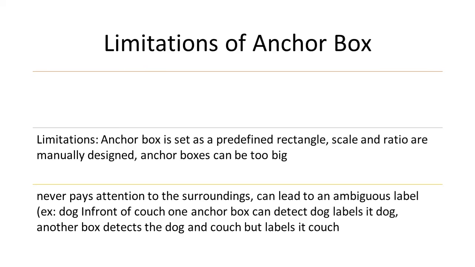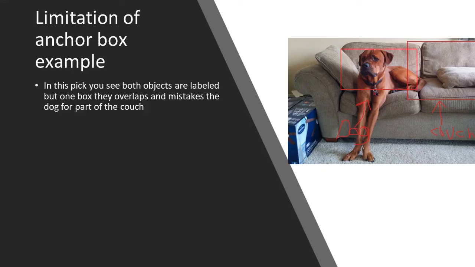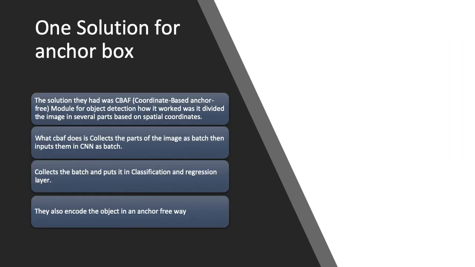So here's an example of what I just explained earlier. As you see in the picture, the two anchor boxes are overlapping, and even the one that detects the dog still reads the couch as well. So it is just not good.